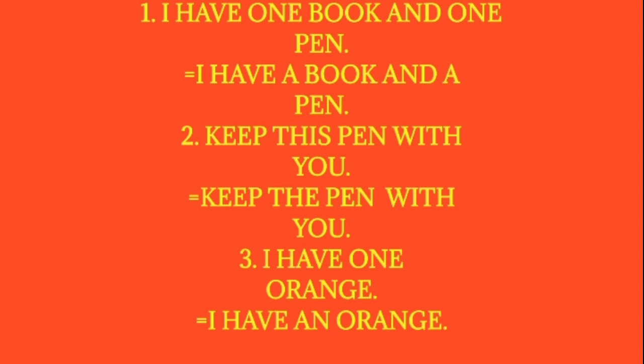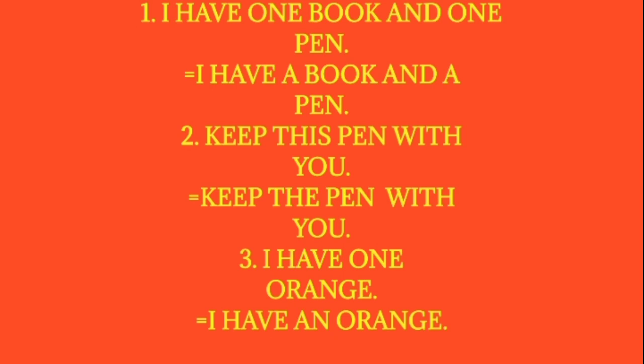Example number 2. Keep this pen with you. Keep the pen with you. This is the expanded form of the. Third, I have one orange. I have an orange. In these three examples, we used a, an and the.